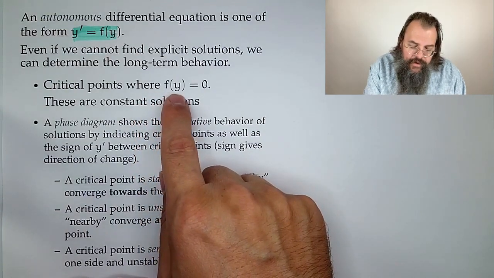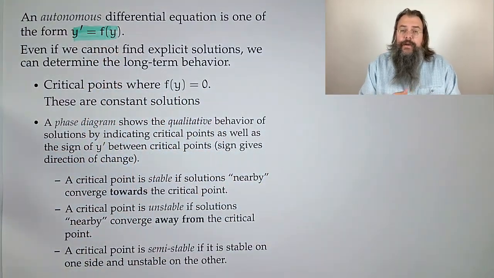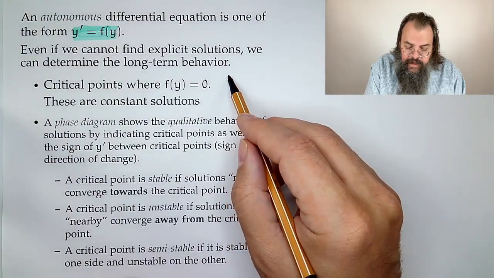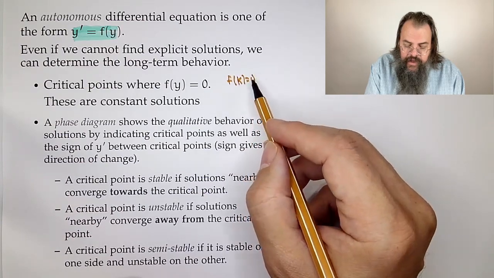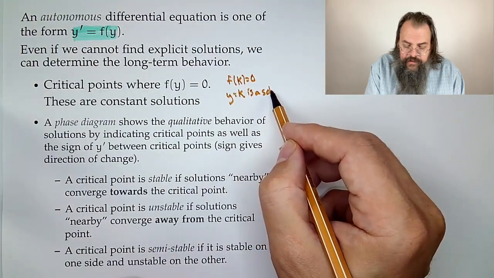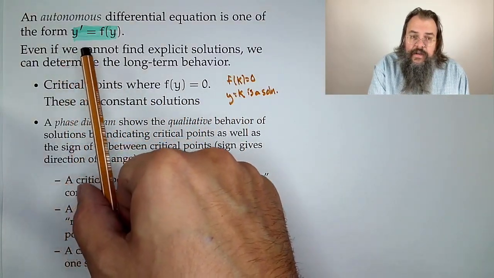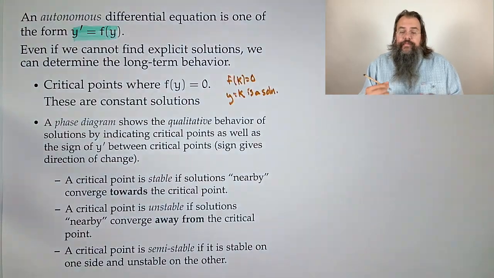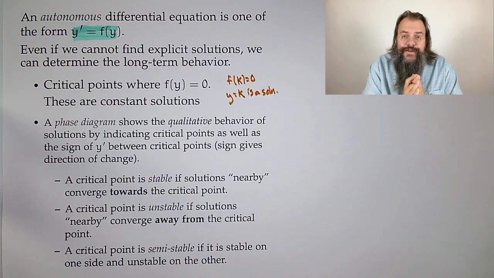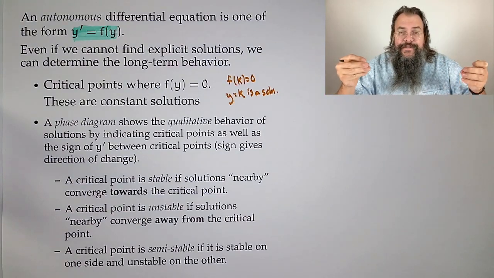Now, what are these? These are where f of y equals 0. Okay, well, what's special about f of y equals 0? Well, if I have a critical point, so in other words, suppose I have f of, say, k equals 0, then what does that mean? Well, that says y equals k is a solution of the differential equation. Why? Because the derivative of a constant is 0. f of k is 0. 0 equals 0. So what we get is we say, oh, so these critical points are where we have zeros. All right, great. So we're finding constant solutions.